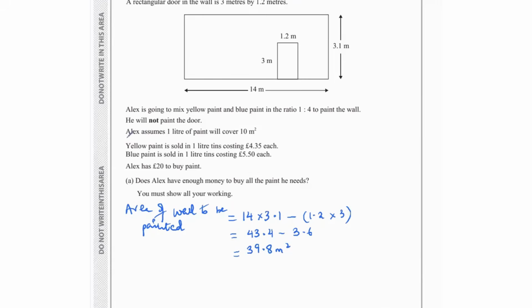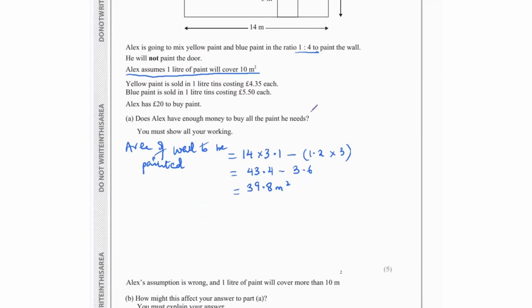Now they told us that he assumes that 1 liter of paint will cover 10 meters square. Yellow paint is sold in 1 liter tins, which is for this price, and blue paint is this. The ratio of the paint we're going to use is 1:4. So for every 1 yellow paint, we're going to use 4 blue paint. So let's first find how much paint is going to be used. We have 39.8 meters square, which is approximately 40 meters square. So we need 4 liters of paint.